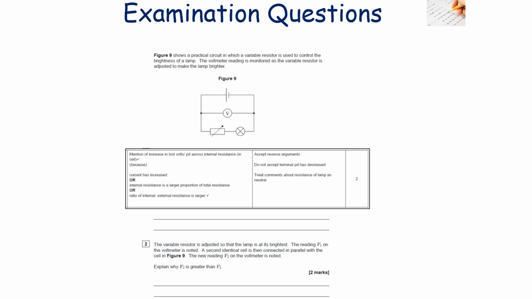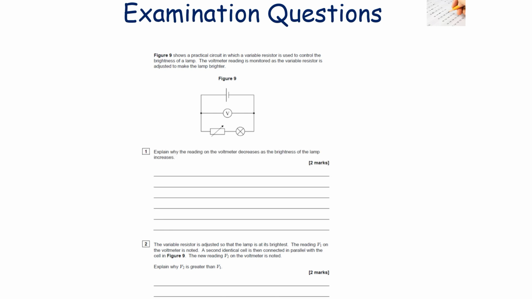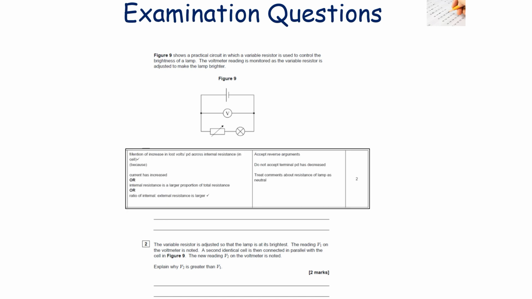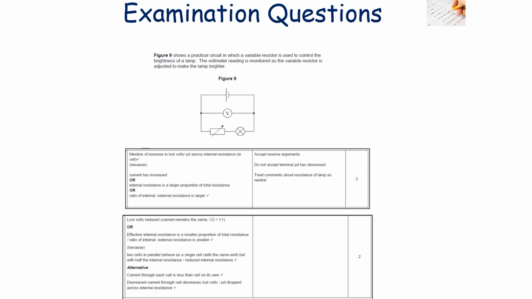So our ratio of internal resistance to external resistance is larger. What's going to happen is the reading on the voltmeter is going to go down, because there's less PD in that circuit now, because the brightness of our lamp is bigger. Now the second one: the variable resistor is adjusted so the lamp is at its brightest. V1 is noted. A second identical cell is connected in parallel. What's the new reading V2, and why is it going to be greater in that instance?